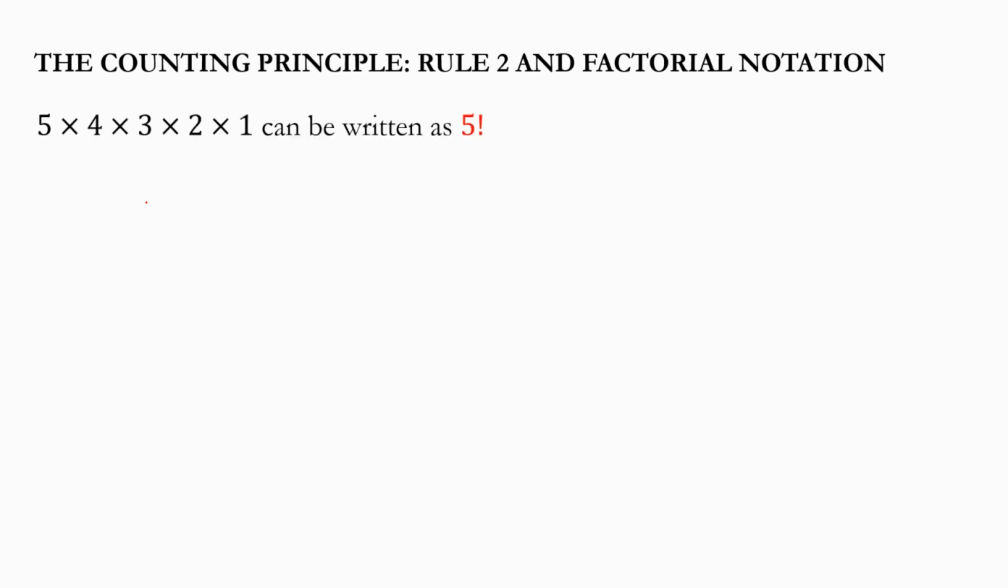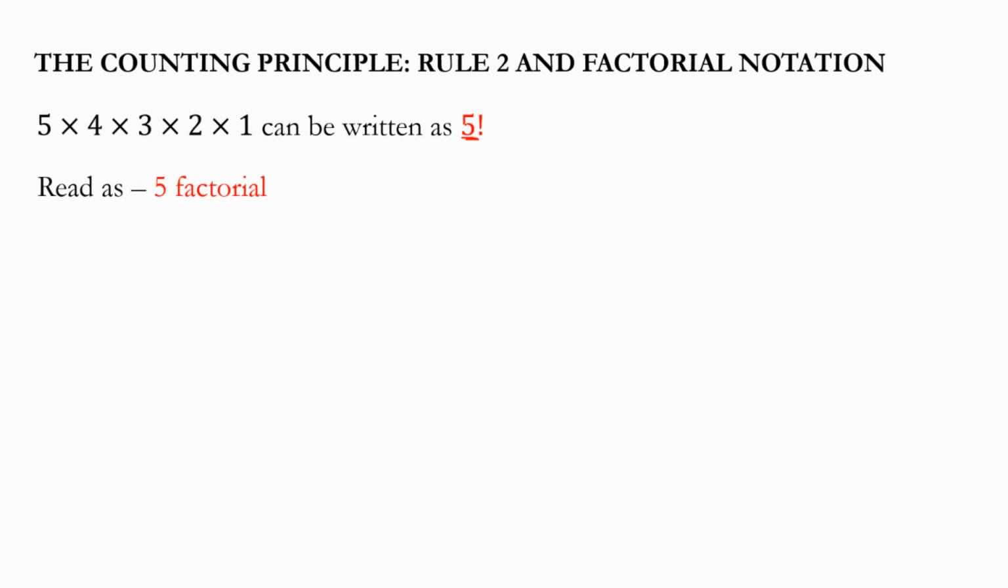Right, we have to understand what factorial notation is, and why it is important that we use it. Let's take, for example, this product: 5 times 4 times 3 times 2 times 1. Instead of writing the whole thing, we can write it using the factorial notation, which is just 5 factorial. It is written like this, and it's read as 5 factorial.